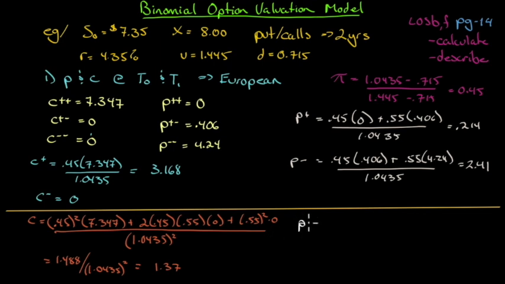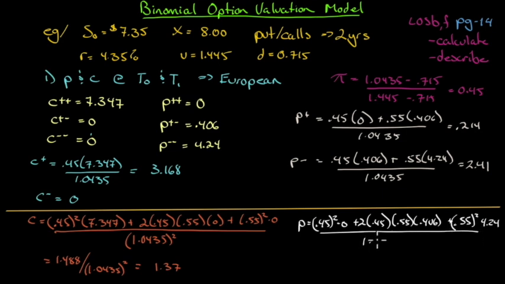We can do the same thing for P. So let's see if we can squeeze P in here. 0.45 squared times 0, plus 2 times 0.45 times 0.55 times 0.406. That's the next one. Plus 0.55 squared times 4.24. All over 1.0435 squared, of course, will give us 1.484 over 1.0435 squared gives us 1.36.